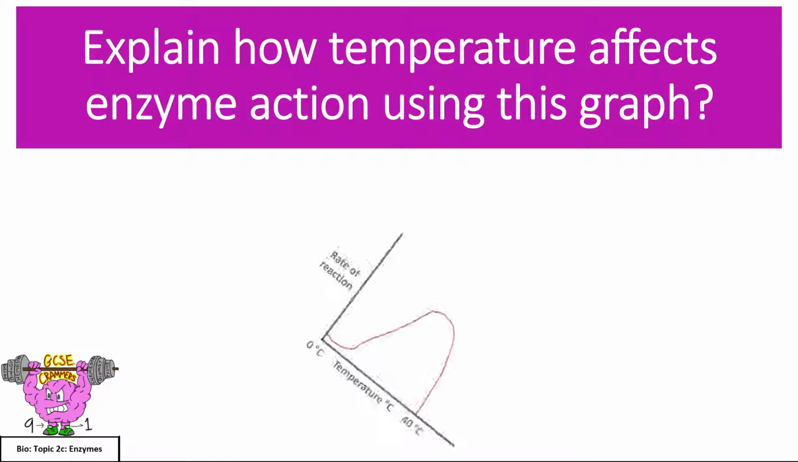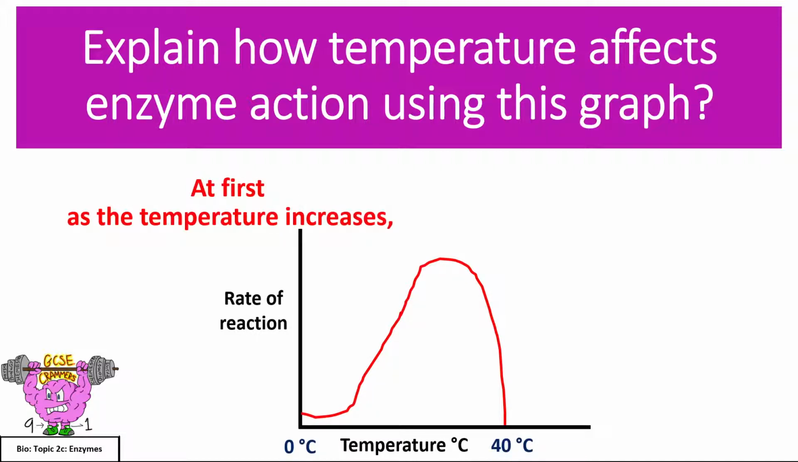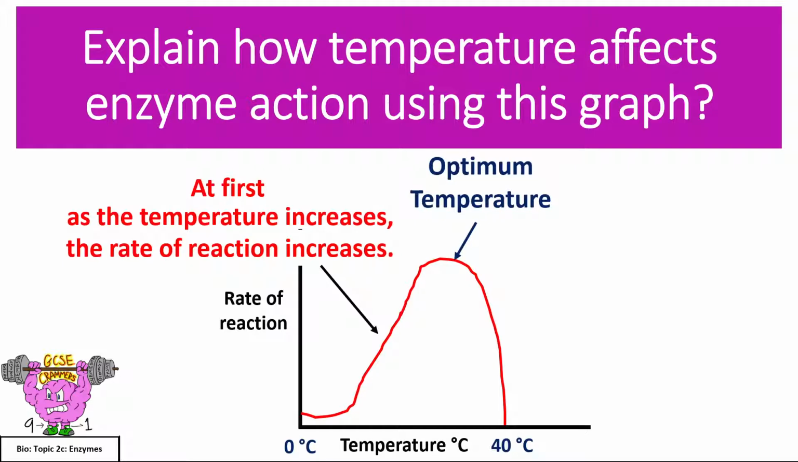Explain how temperature affects enzyme action using this graph. At first, as the temperature increases, the rate of reaction increases. This is the enzyme's optimum temperature, where the enzyme works best. As the temperature keeps increasing up to 40 degrees Celsius, the rate of reaction decreases because the enzymes are denatured.